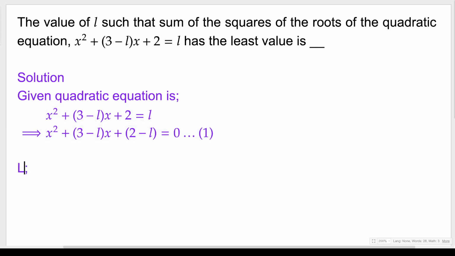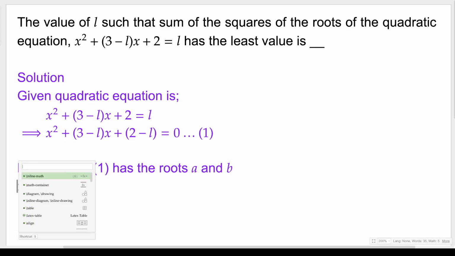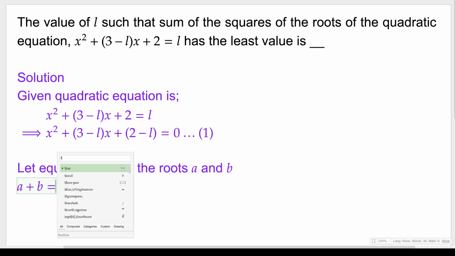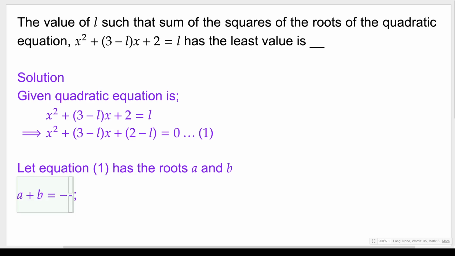Now let this equation 1 have the roots a and b. From this we can write the sum of roots, a + b, equal to the negative of the coefficient of x, that is −(3 − L), over the coefficient of x², which is 1, effectively written as L − 3. The next one, the product of roots, is equal to the constant term over the coefficient of x², so that can be written as 2 − L as it is.